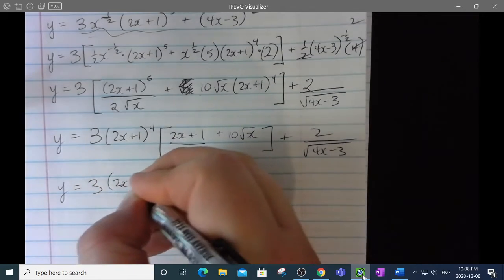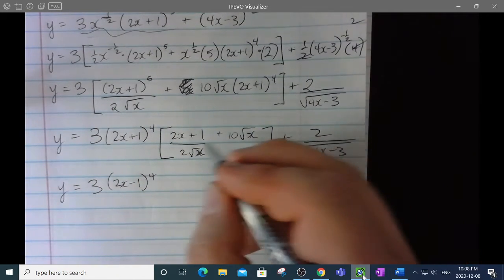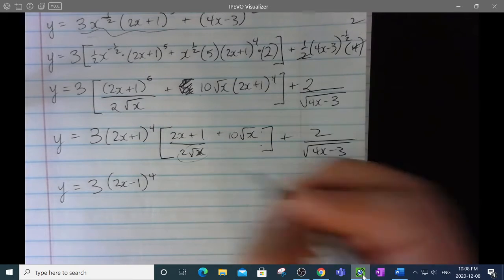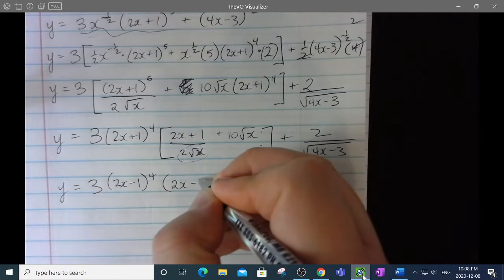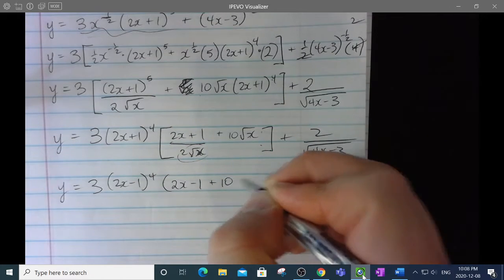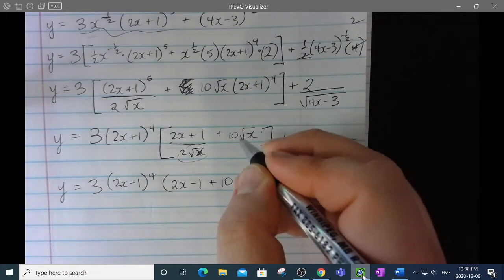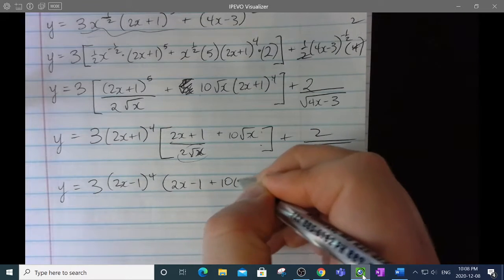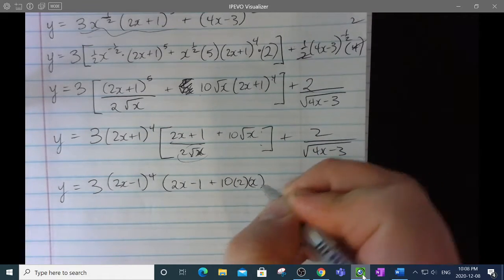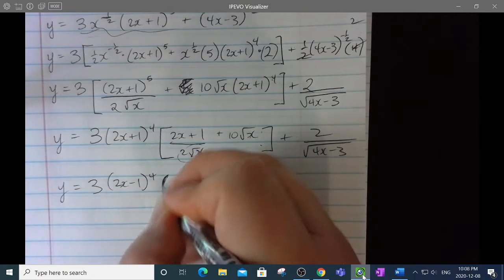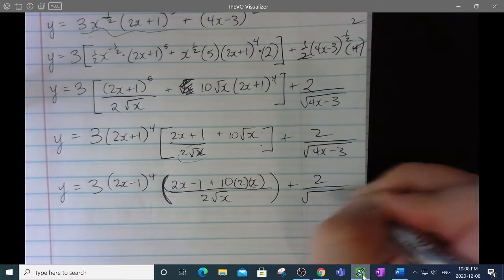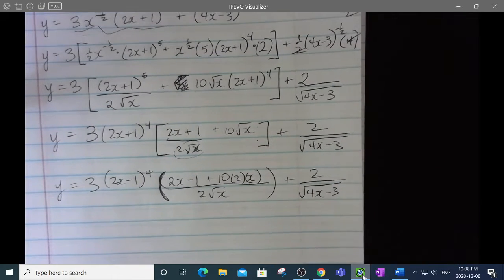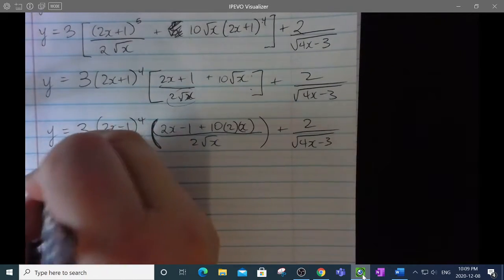So this still hangs out here. And then I'm going to times top and bottom of this thing by the common denominator of 2 root x. So this is going to be 2x plus 1 plus 10 times 2 root x times root x. So 10 times 2 times x all over 2 root x plus 2. Oh, now that I'm looking at this, I'm thinking maybe I do want to make a common denominator, but oh no, that'll make it uglier. Yeah, I had the right idea in the first place.